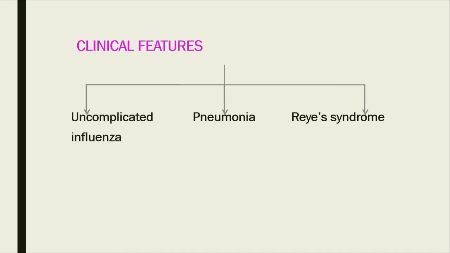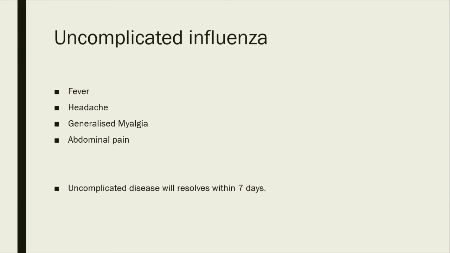And these are the 3 clinical features which usually happen in immune compromised or immune deficient individuals. There will be uncomplicated influenza, there will be pneumonia, and there will be Reye's syndrome. We'll see all these things in detail. Uncomplicated influenza, as the name suggests, is not a serious condition.